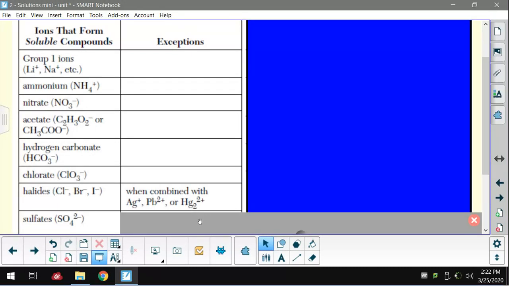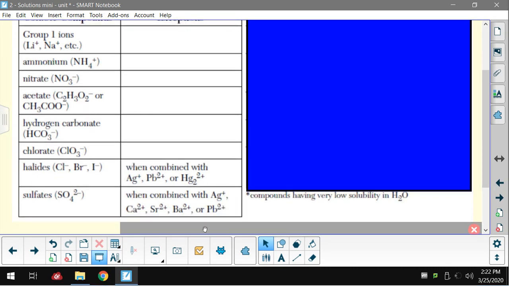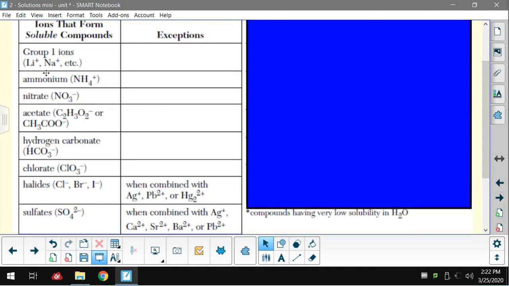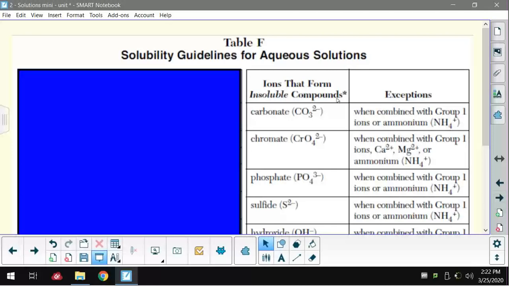And sulfates. Sulfates are almost always soluble, except under certain circumstances. With silver and lead, just like in the halides, but then you also have some group 2 metals: calcium, strontium, and barium. Those are all going to be insoluble. But otherwise, any group 1, ammonium, a nitrate, an acetate, a hydrogen carbonate, a chlorate, they're always going to be soluble. So that's the left side, the ions that form soluble compounds. The other side is the ions that form insoluble compounds, things that don't dissolve.